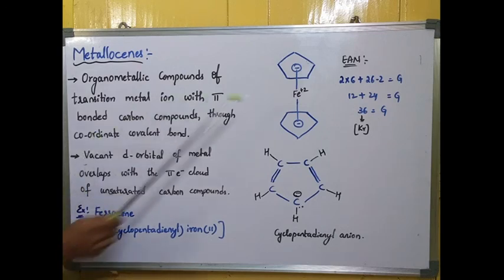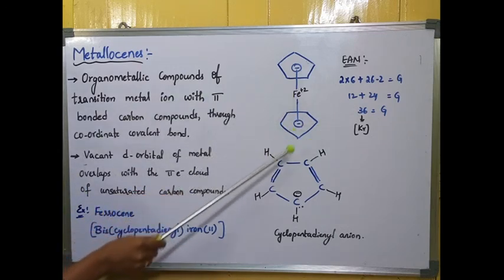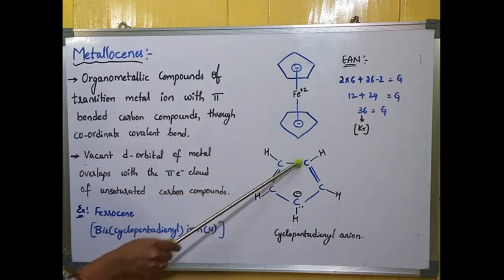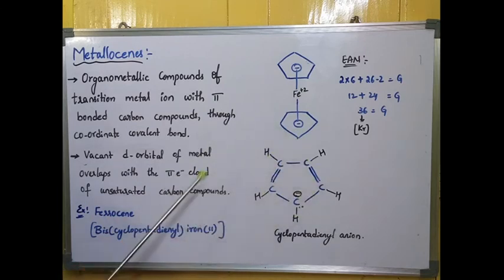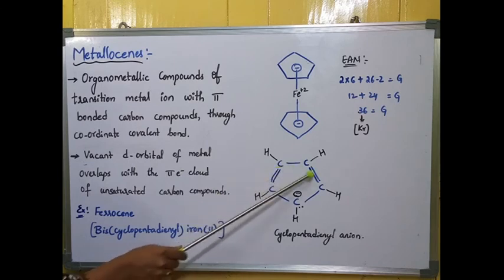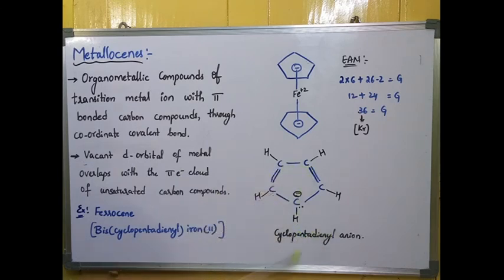You can see clearly this cyclopentadienyl anion: a cyclic ring, so we name it with cyclo, and 5 carbon atoms are present, so penta. Diene, 2 double bonds are present. Dienyl, and the negative charge indicates an anion. So you are understanding the name of the ring here.